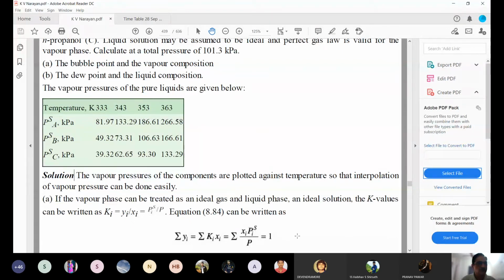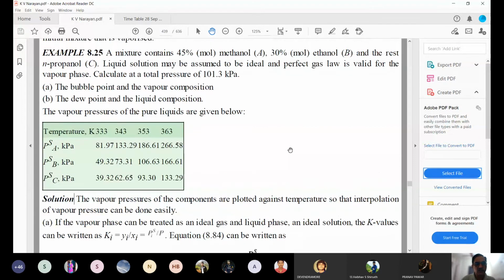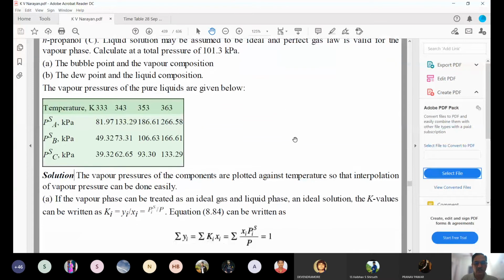Let's do that. Composition is given, xi, right? What is the value of x1? Can you see? 0.45. What is the value of x2? 0.3. And what is the value of x3? 0.25. So the values of x1, x2, x3 are given.